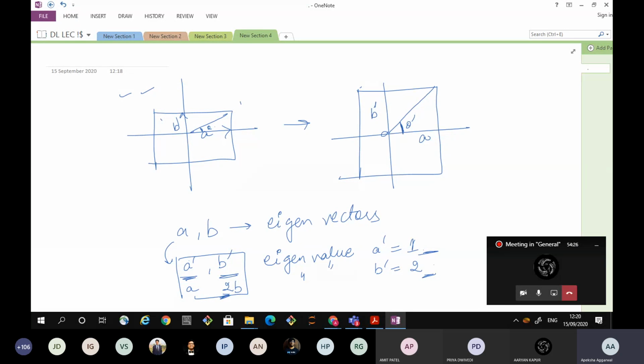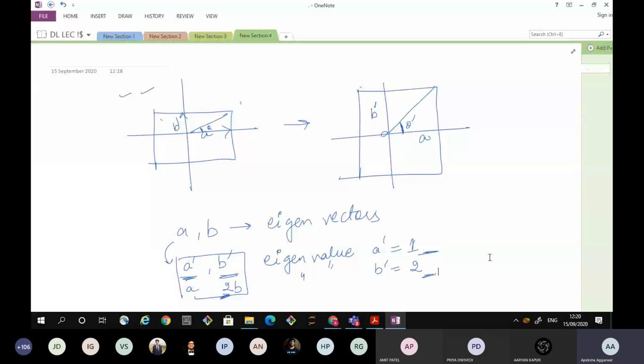Okay. So such vectors whose angle doesn't change, whose angle remains the same, are called eigenvectors. For the rest of the vectors, the angle would change. So this is the idea behind calculating the eigenvectors.